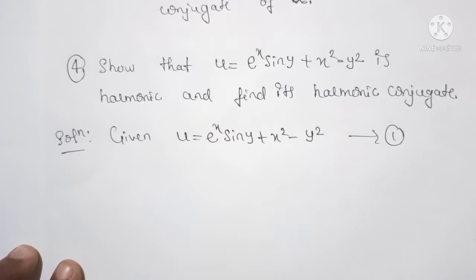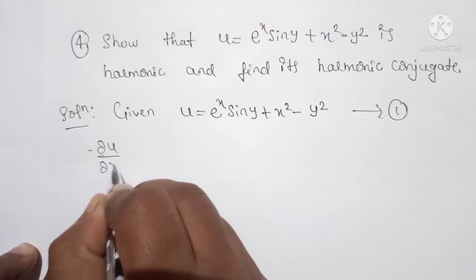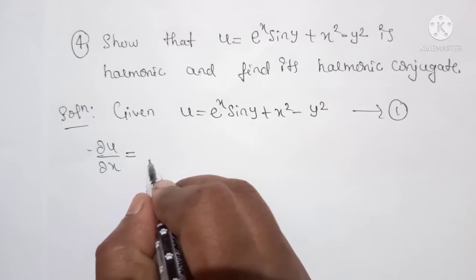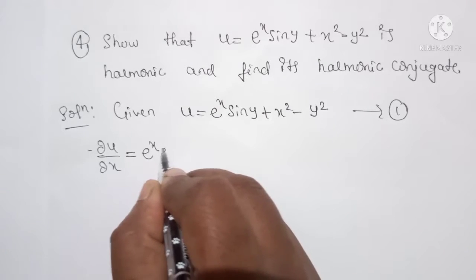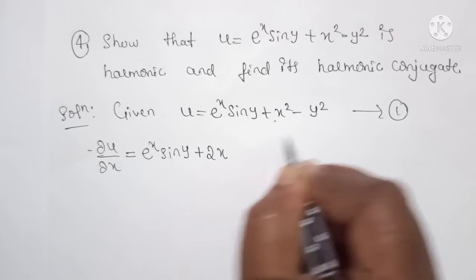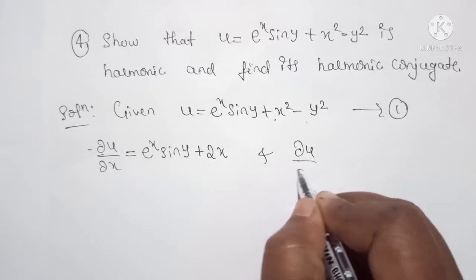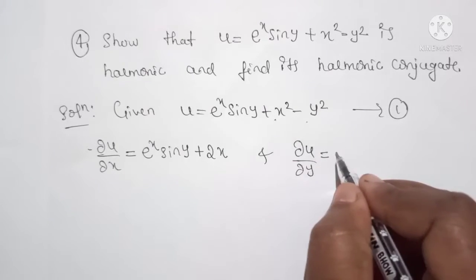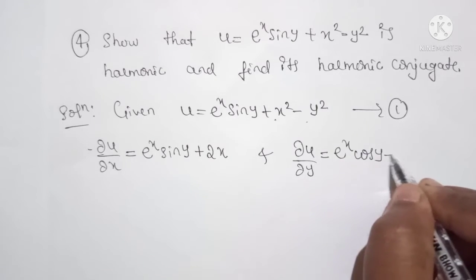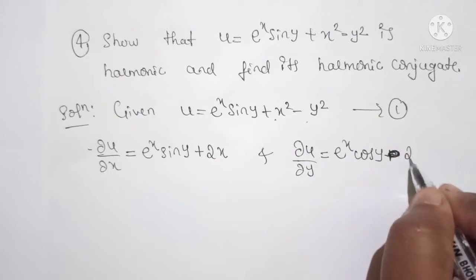Differentiating partially with respect to x, we get dou u by dou x is equals to e raised to x sin y, differentiation is e raised to x, sin y constant, and x square differentiation is 2x, minus y square differentiation 0, and similarly dou u by dou y is equals to e raised to x constant, sin y differentiation cos y, plus x square differentiation 0, minus y square differentiation 2y.